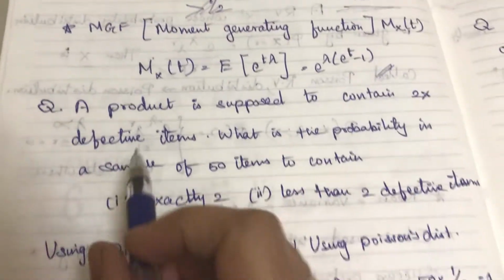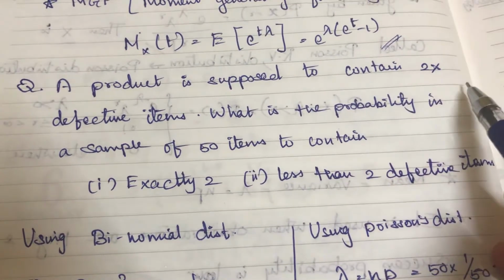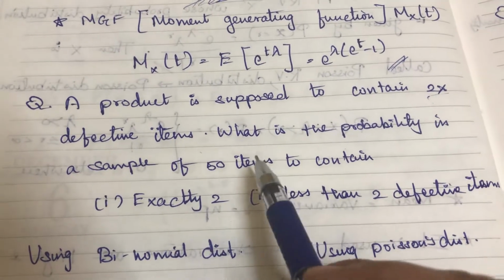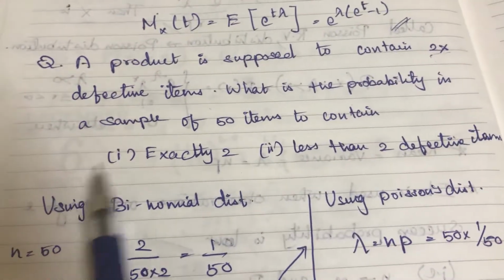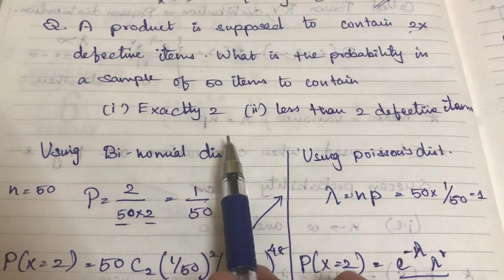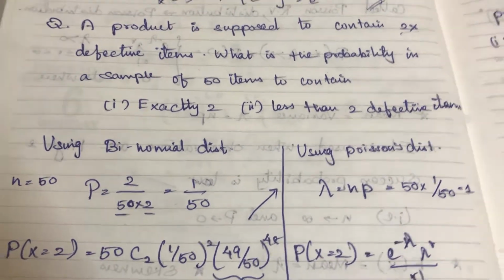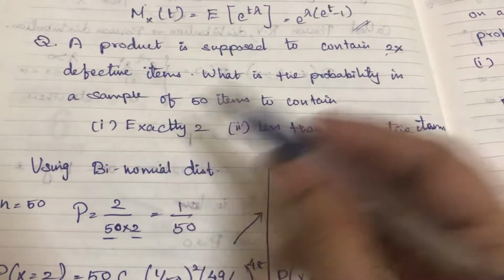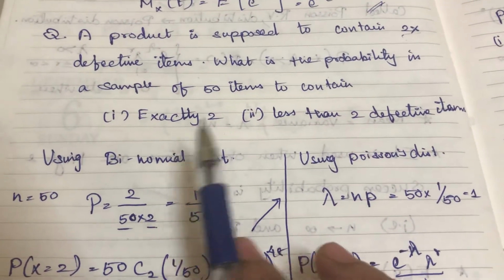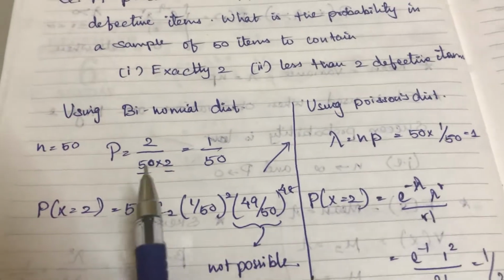So there comes a problem here. A product is supposed to contain 2% defective items. What is the probability that a sample of 50 items contains exactly 2, or less than 2, defective items? So they are saying 50 items are there in a sample and 2% is defective. And then exactly 2 and then less than 2 defective, we need to find that.